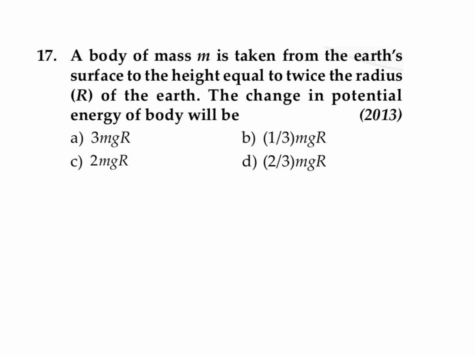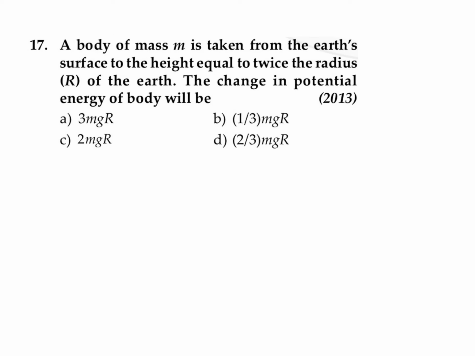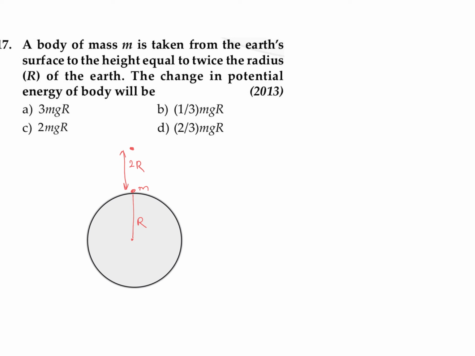A body of mass m is taken from the Earth's surface to a height equal to twice the radius of Earth. The change in potential energy of the body will be. According to this question, we are considering an object on the surface of Earth, which is taken to a height equal to twice the radius of Earth. So this distance we can take as 2r, and this distance is the radius of Earth. Our aim is to find the value of the change in potential energy.